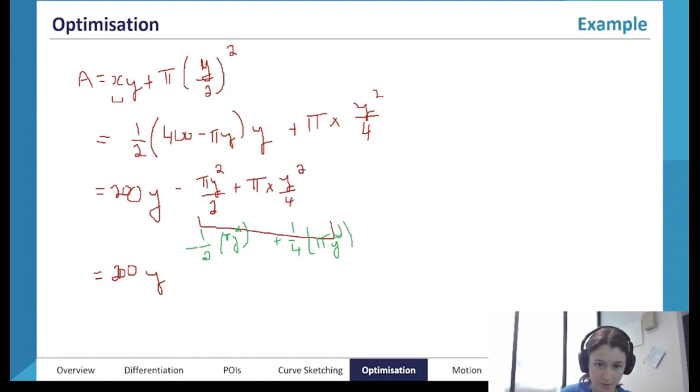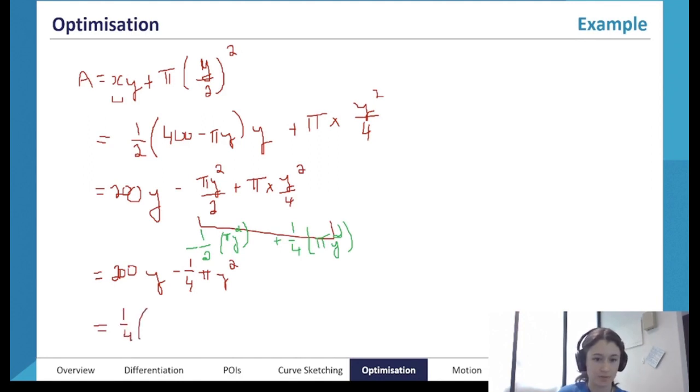So the pi y squared are the like terms, and then we can just do our algebra to combine them together. That's what I'm talking about there. So if we have negative a half plus a quarter, we are going to have negative a quarter pi y squared. And now as per the question, we need to take out a quarter.